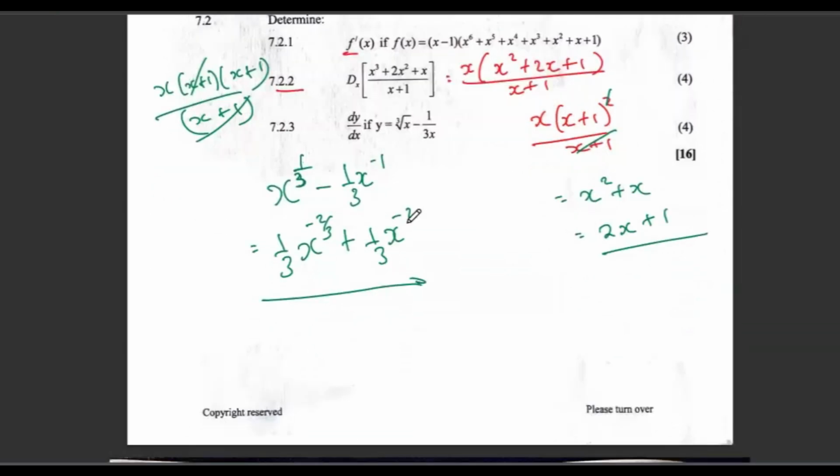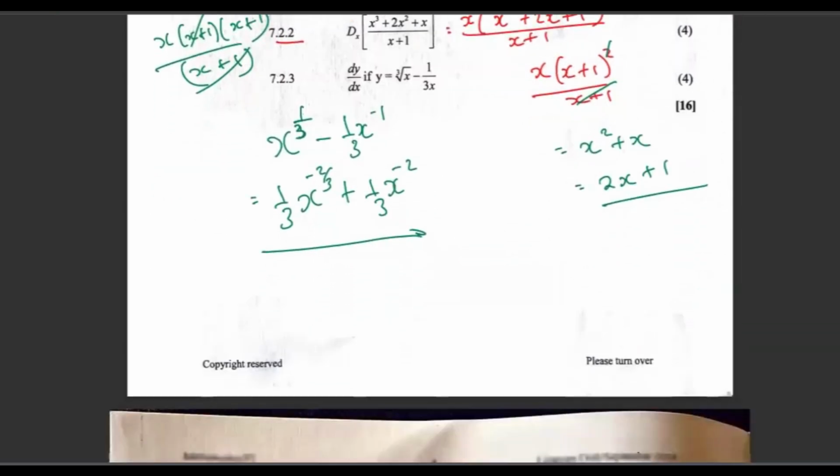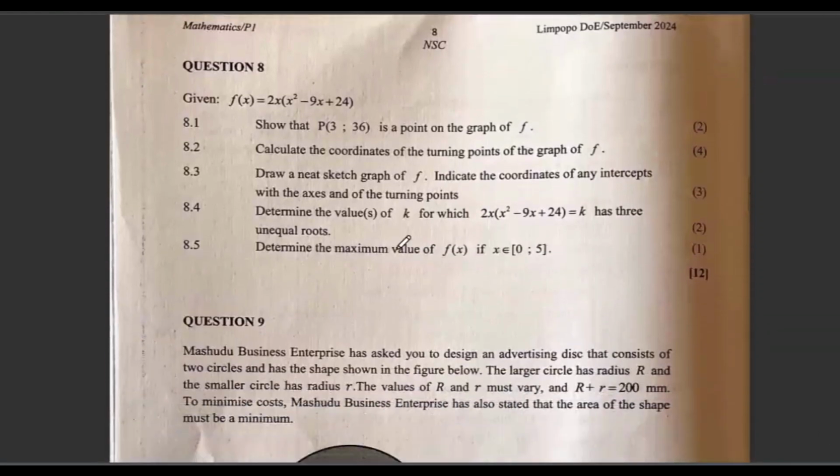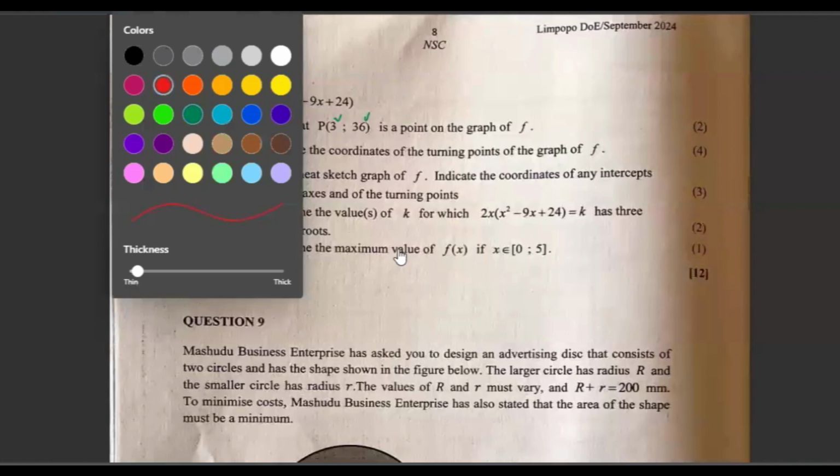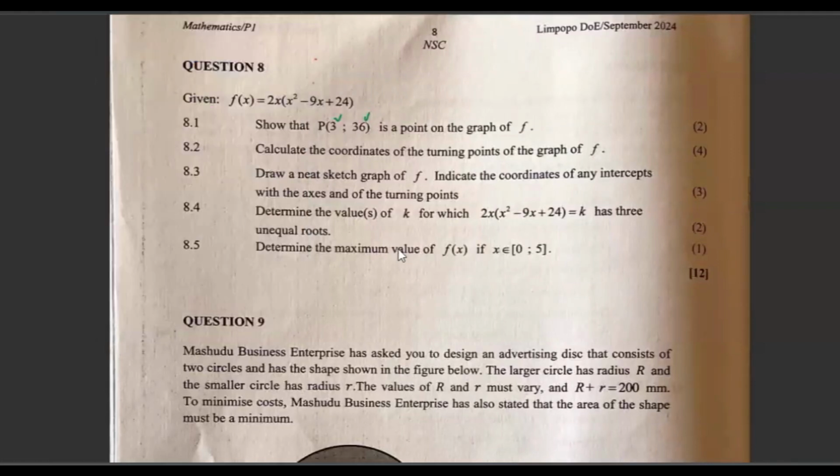All right, then question number 8. Okay, question 8. We have f of x, which is 2x into x squared minus 9x plus 24. Can we show that P(3; 36) is a point on the graph? So for us to show this, where there is x, let's put a 3, and our result should be 36. As simple as that. So that's going to be f of 3.